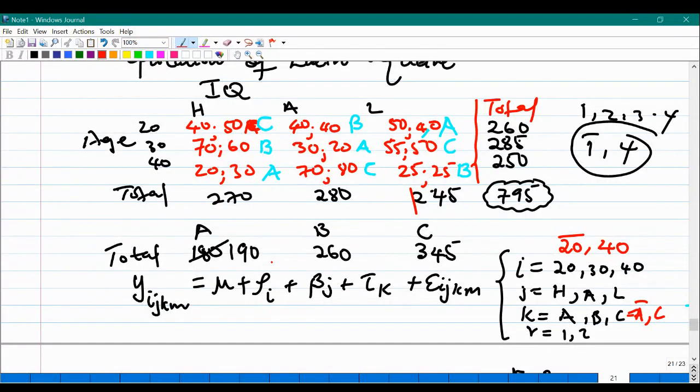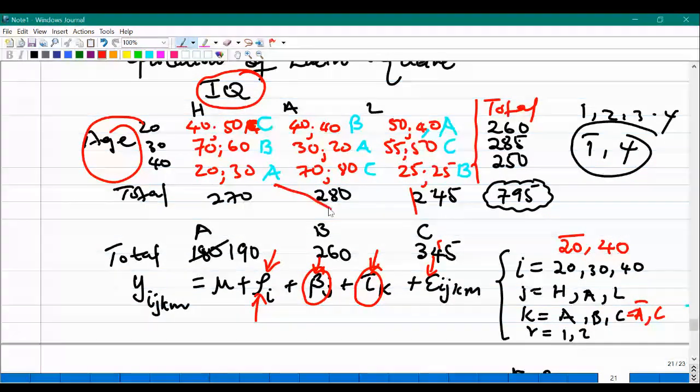But now you are not done. Define these parameters. Indicate that your row here indicates the effect of age. Indicate that the beta J indicates the effect of IQ. Indicate that tau K represents the effect of what? What is your treatment here? You check what is your treatment from the statement. The epsilon IJK, you just indicate that it is normally distributed around the mean of 0 and variance sigma squared. So that's how you define your parameters.